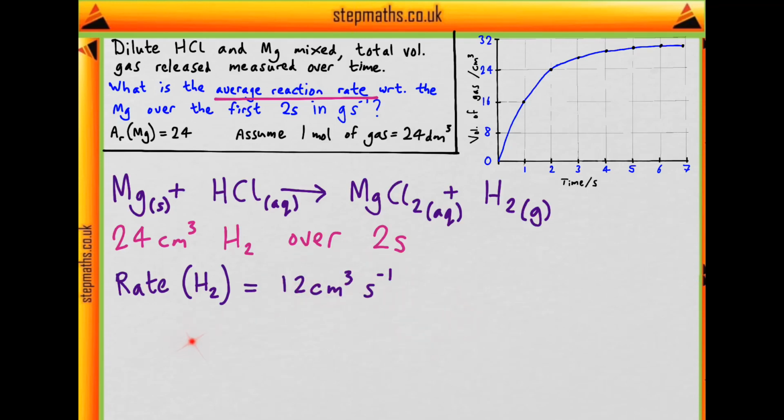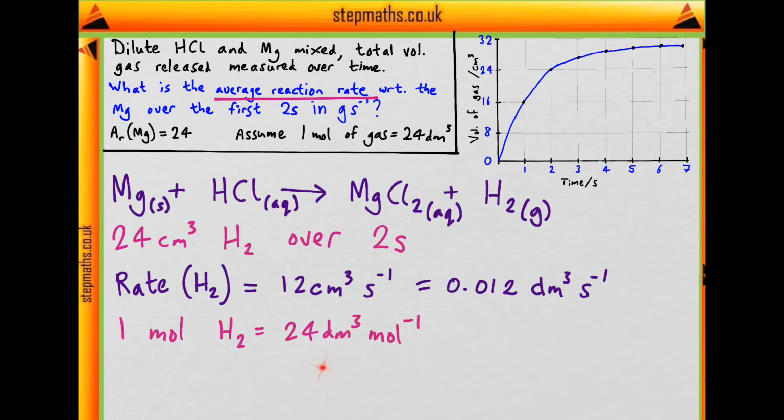But we don't need the rate with respect to hydrogen, we need it with respect to magnesium. So how can we go about changing this? Well, we're told that 1 mole of gas is 24 decimetres cubed, so maybe if we convert from centimetres cubed per second to moles per second, we can find it out for magnesium that way. So what do we need to do first? If we change the units of this rate from centimetres cubed to decimetres cubed, to get it in the right units for the moles, that's just by dividing by 1,000. And then we know that 1 mole of hydrogen is 24 decimetres cubed per mole. So how do we convert our rate into a rate in moles per second?